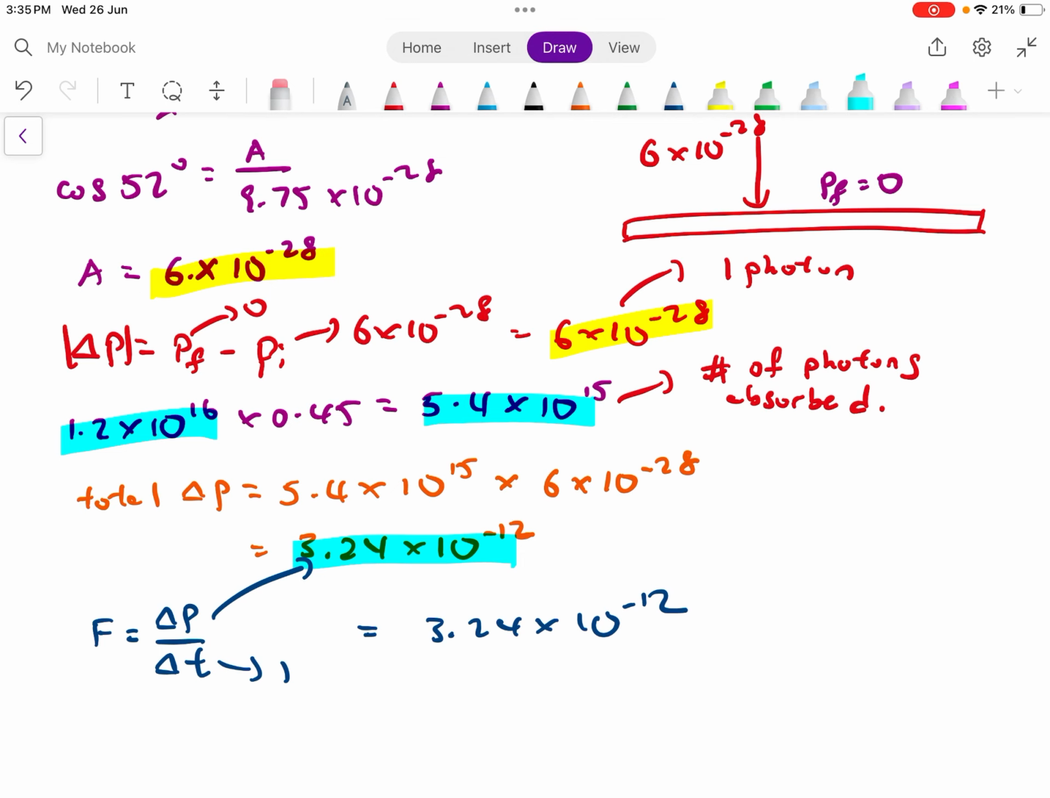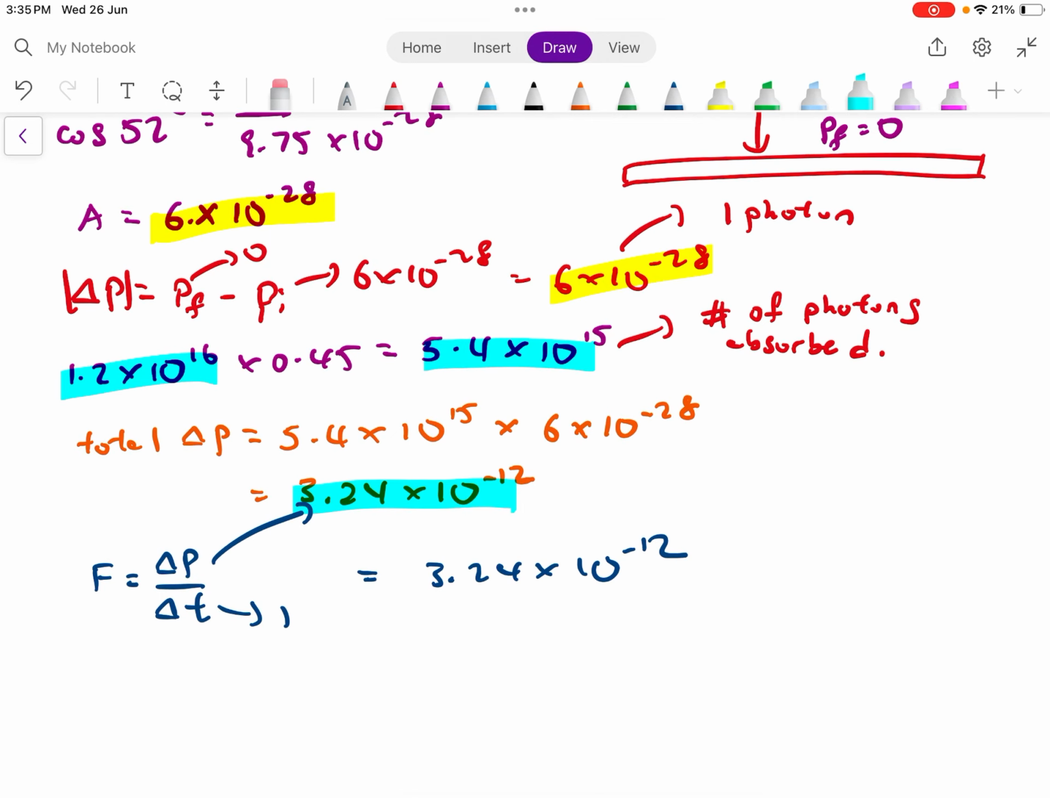Okay, the next thing, almost ready. You determine the force, the force by this 45%. So just use delta P divided by delta T. So this will give you 3.24 times 10 negative 12 Newton. So this is the force exerted by the 45% of the photons.